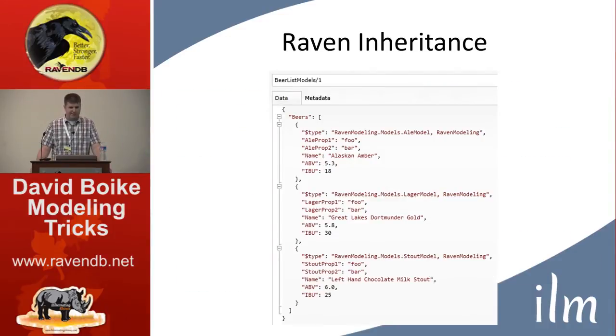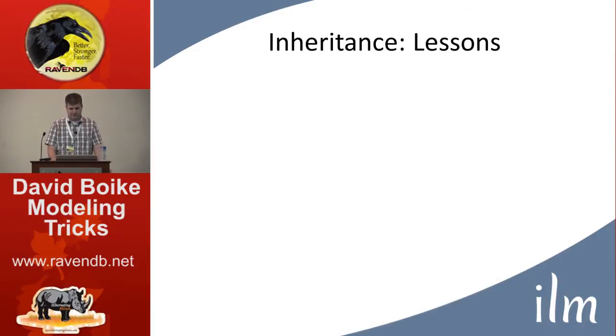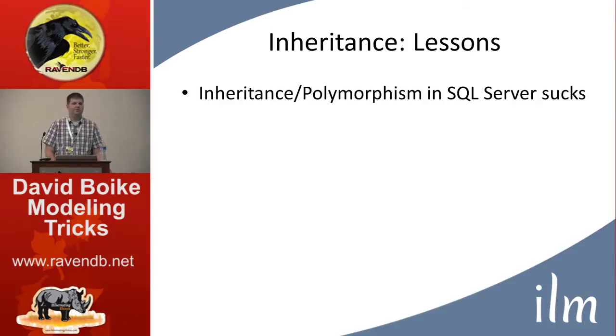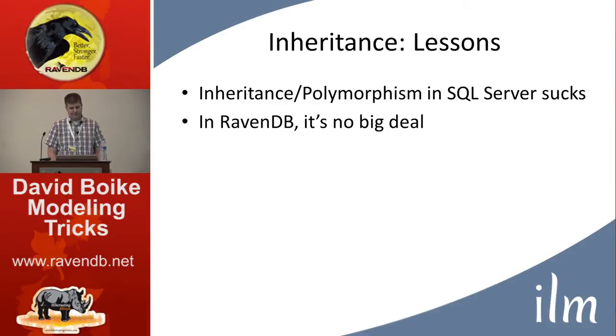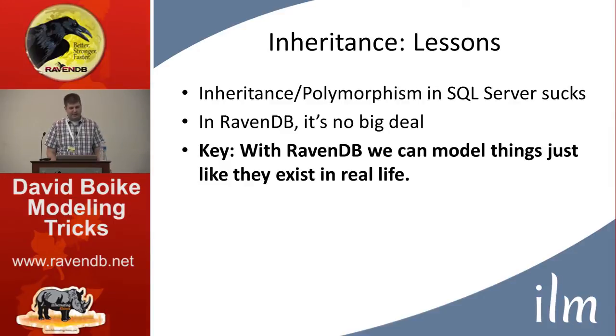And how does that look in the database? I'm sorry, I'm showing old Studio, Judah. Forgive me. So we get this $type attribute that tells Raven, or JSON.NET really, how to deserialize it, and everything just works. So what can we learn from this? It just does. But in RavenDB, it's no big deal. But the key takeaway is that with RavenDB, we can model things just like they exist in real life, for the most part.